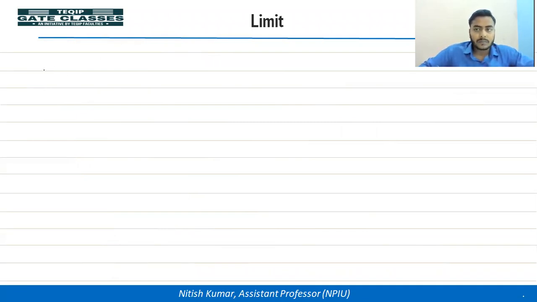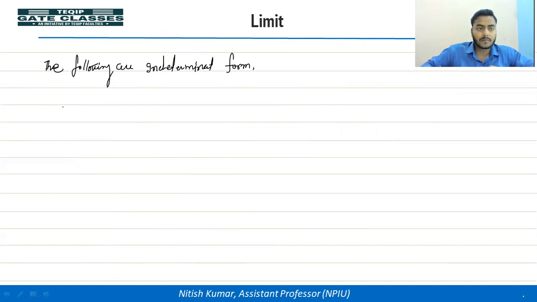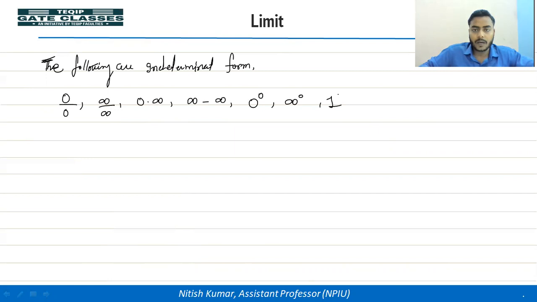Okay, so let's write the following indeterminate forms. Total 7 forms are there: 0 by 0, infinity by infinity, 0 into infinity, infinity minus infinity, 0 to the power 0, infinity to the power 0, and 1 to the power infinity.